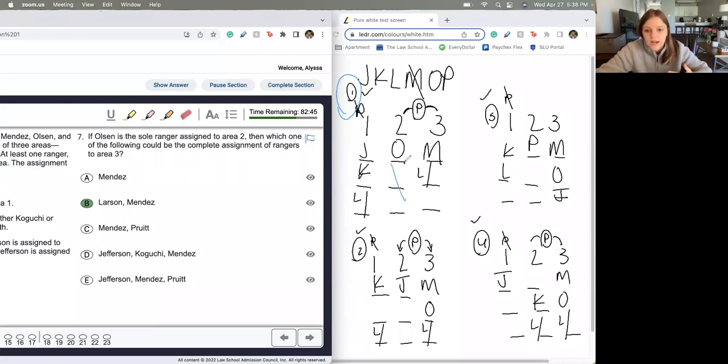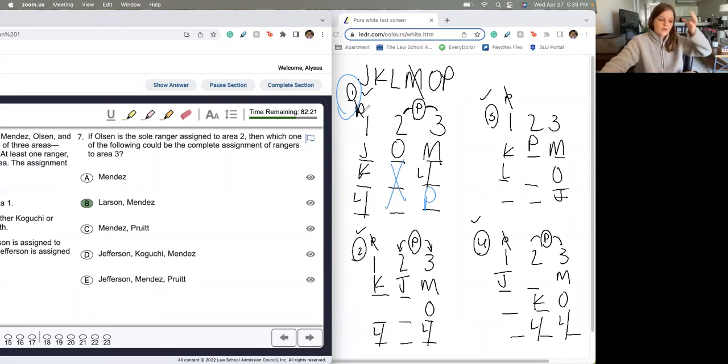But if you need to write it out, that's what's going to take you a little bit longer. It takes like 5 seconds to write out your diagram. So I don't want that to hinder whether you use this process or not. But if O is the only one in 2, we're going to have to force P to go over in 3. So which one of the following could be the complete assignment of rangers to area 3?